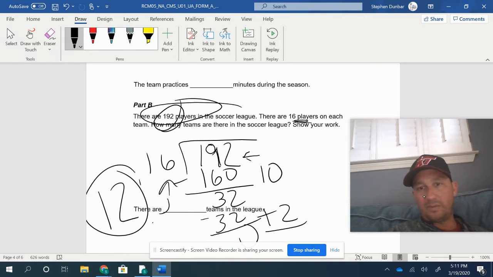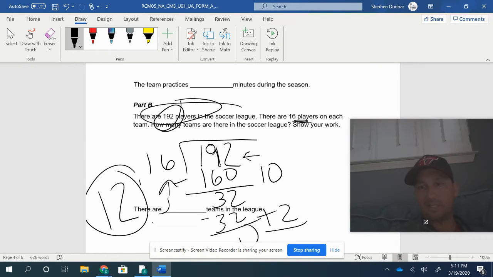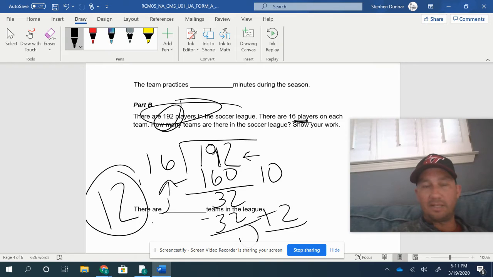I took out 16 because I wanted to do a power of 10. 16 times 10 was 160. Subtracted out, got 32. So I knew I could take out two more 16s. Add that together, get an answer. So that means there are 12 teams. If you take the 12 teams, multiply it by the 16 players in each team, it'll give you the total of 192.